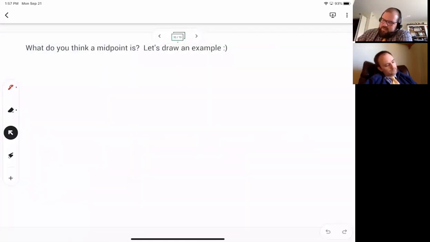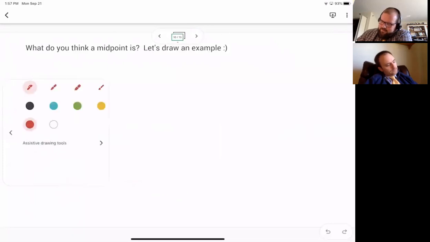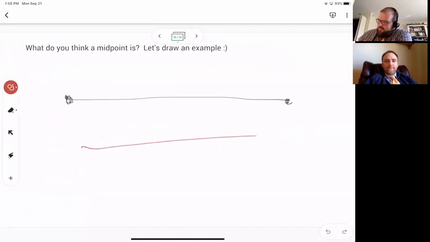Ooh, a midpoint. That's exciting. I drew a segment to get us started. I was going to draw a segment too. Mine's better. Yeah, it's because you use the fancy tool.